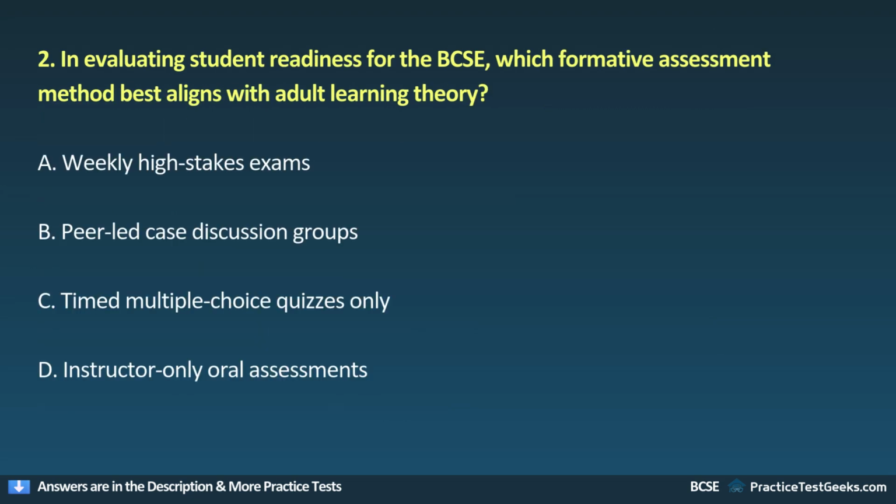2. In evaluating student readiness for the BCSE, which formative assessment method best aligns with adult learning theory? A. Weekly high-stakes exams. B. Peer-led case discussion groups. C. Timed multiple-choice quizzes only. D. Instructor-only oral assessments.